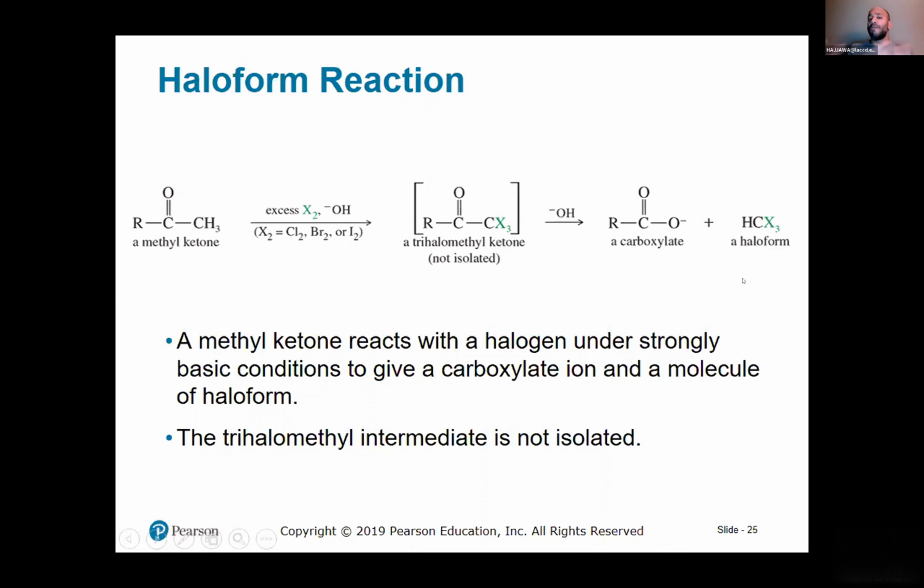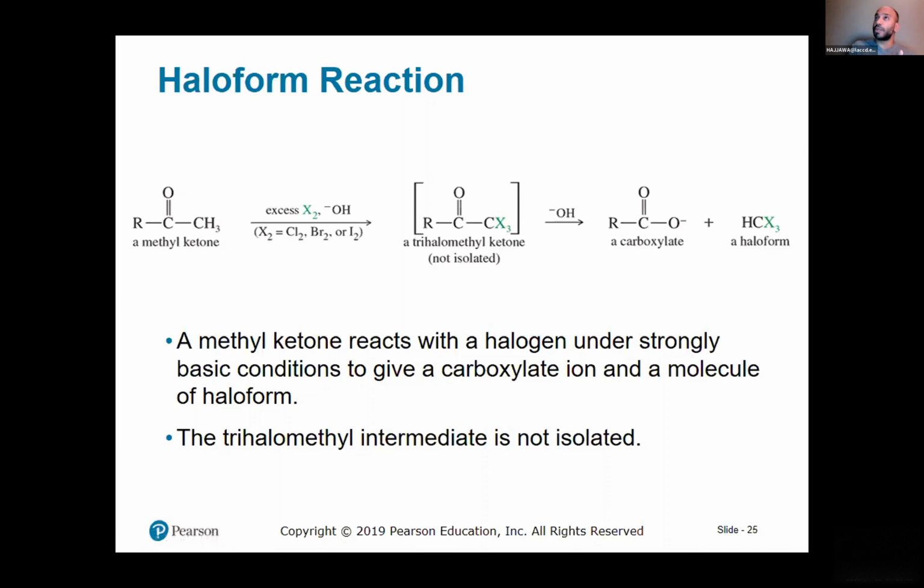So when we do the haloform reaction, and if we see a yellow precipitate, whether it's a bromoform or chloroform or iodoform, we know that we have a methyl ketone. And that's the indicator that we usually look for when we do the haloform reaction. And once again, it's a triple halogenation step.